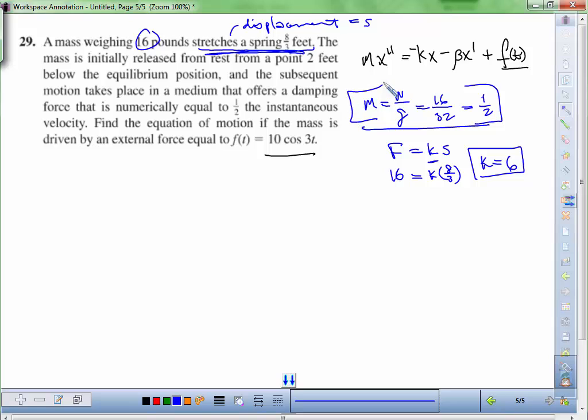So we got our M, we got our K, and now our beta. What's our beta? This part is associated with the damping, the velocity slowing down, and so the damping force is numerically equal to half of the instantaneous velocity. So our damping force takes your instantaneous velocity, which is x prime, and takes half of that. So our beta is going to be equal to half.